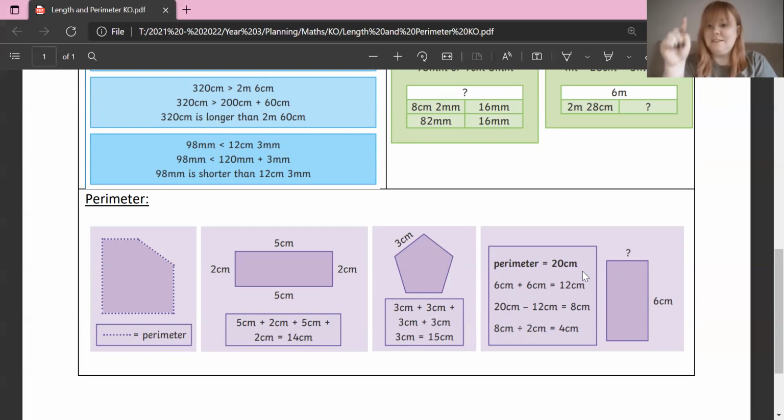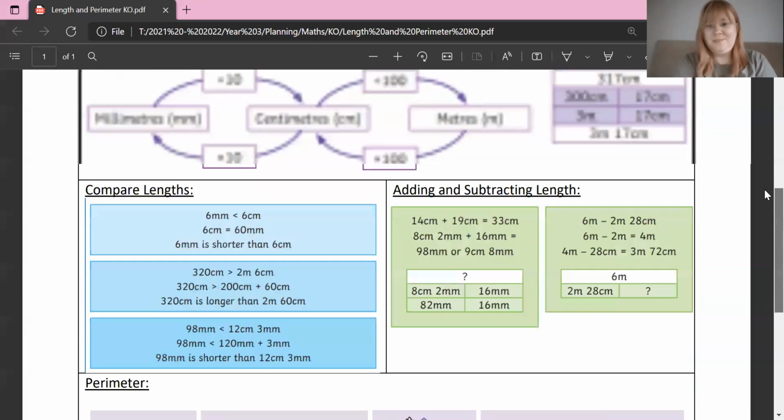We can work out the distance around by using our knowledge of perimeter. So we know that 2 sides of the rectangle will also be the same length, and these 2 sides will be the same length. So you can see I've done 6 plus 6, which is my 2 longer sides of the rectangle, which is 12. I've subtracted that from my perimeter, which 20 subtract 12 gives me 8 centimeters. Then I can divide my 8 centimeters by the 2 sides.